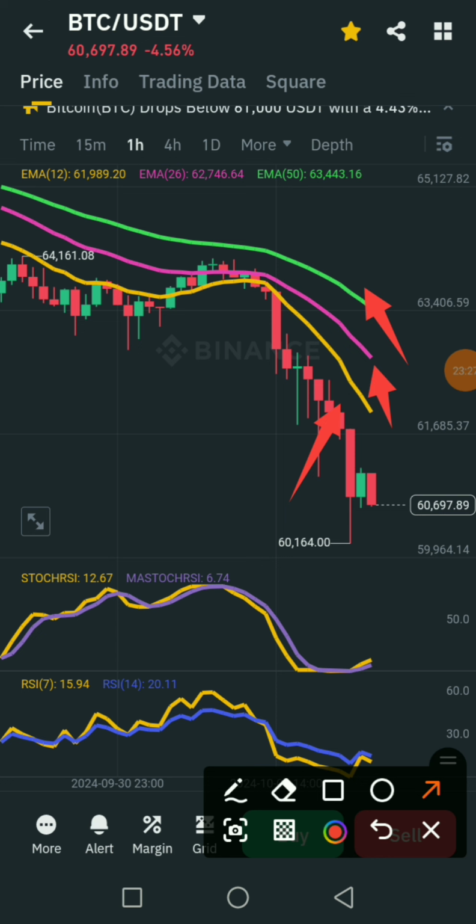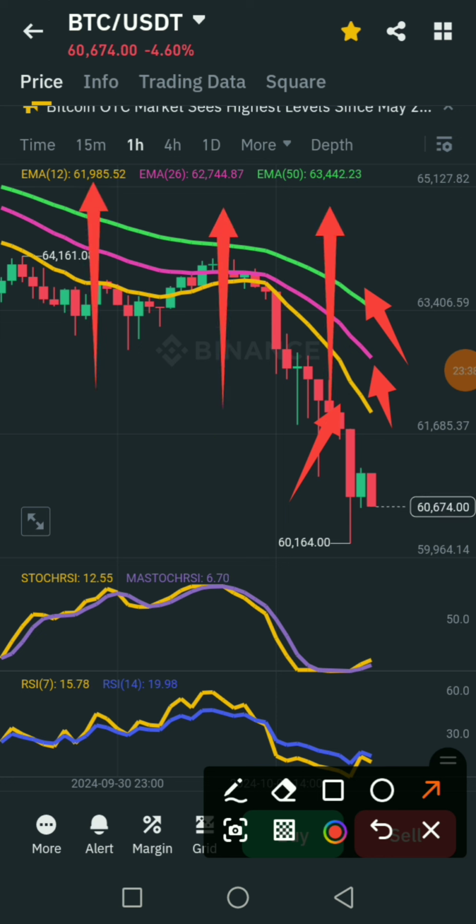Okay, so the yellow line is EMA1, the purple line is EMA2, and the green one is EMA3, as you can see over here. So if you get confused which one is the yellow, which one is the green, or maybe yours is different, just know that when EMA12 crosses over EMA26 and crosses over EMA50, then it is the right time for you to buy.